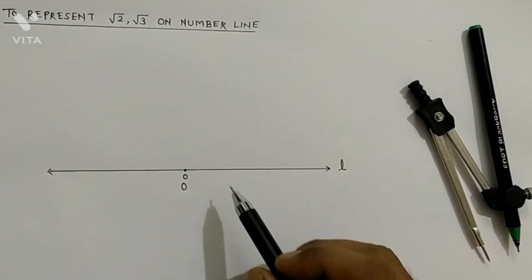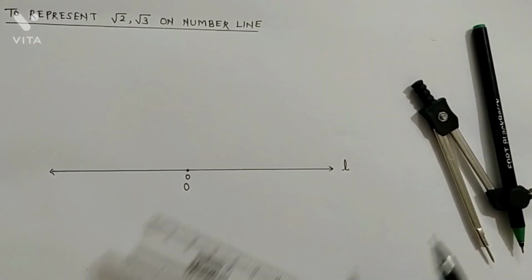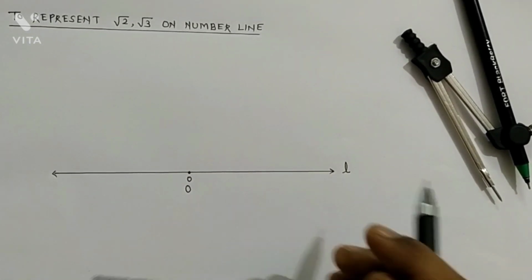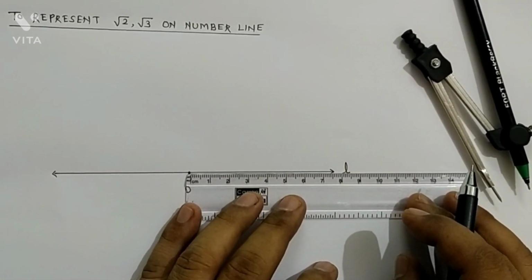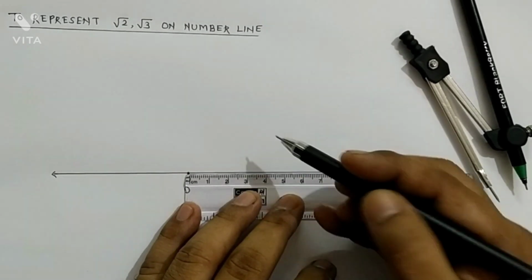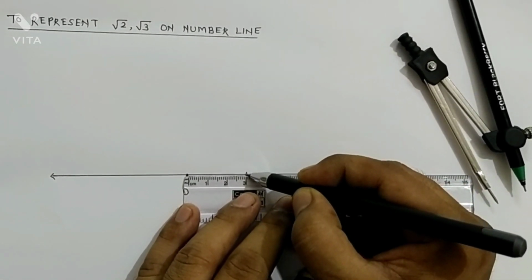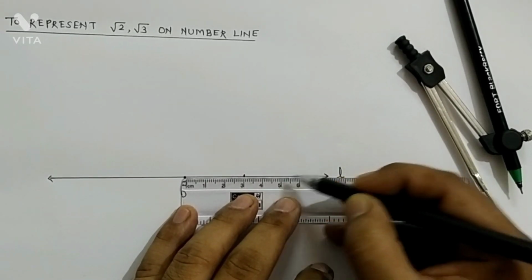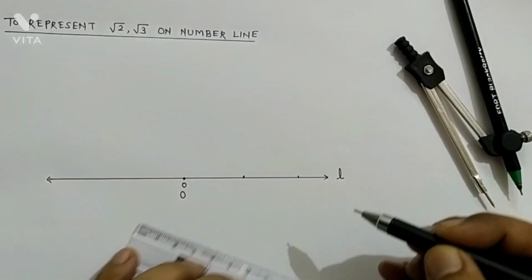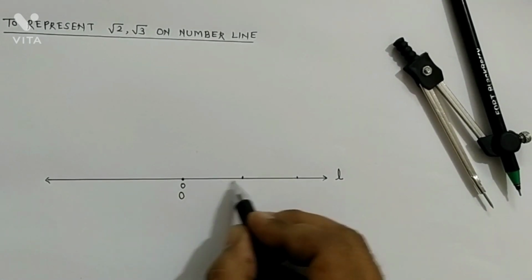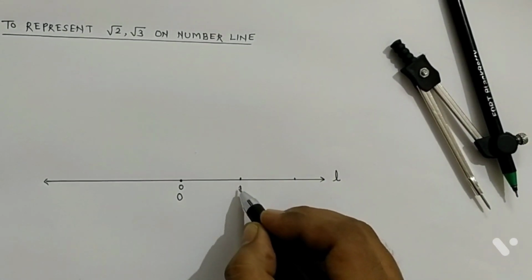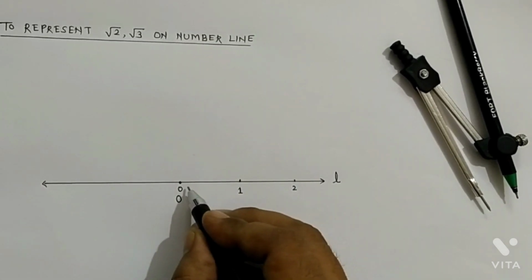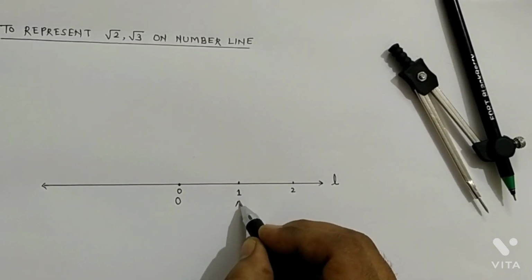After this, on the right side, we are going to take one more point. Any distance you can take. Suppose we are taking, say, 3 centimeter, 1, 2, 3, and again next 4, 5, 6. This is also 3. So this distance is 3 centimeter, but we are writing it as 1, and this we are writing as 2.